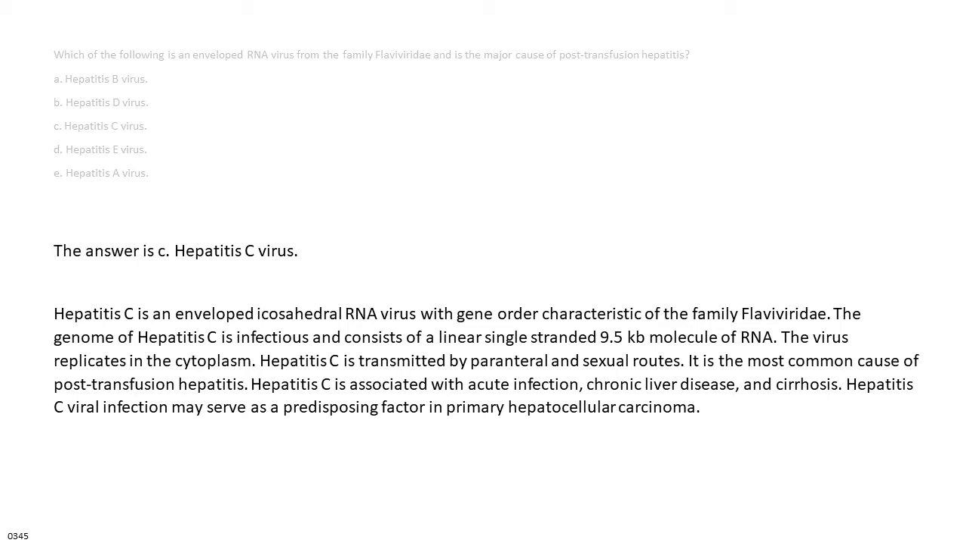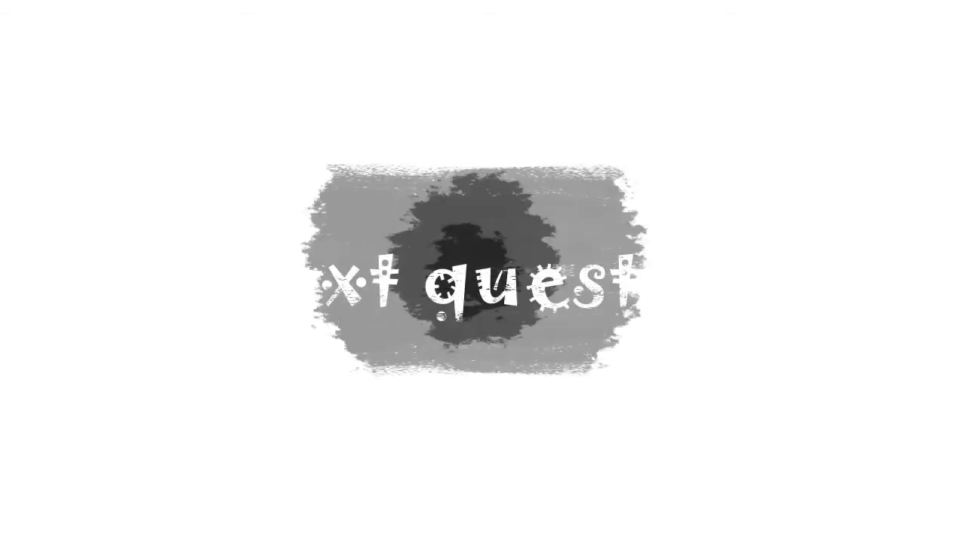Hepatitis C is transmitted by parenteral and sexual routes. It is the most common cause of post-transfusion hepatitis. Hepatitis C is associated with acute infection, chronic liver disease, and cirrhosis. Hepatitis C viral infection may serve as a predisposing factor in primary hepatocellular carcinoma.